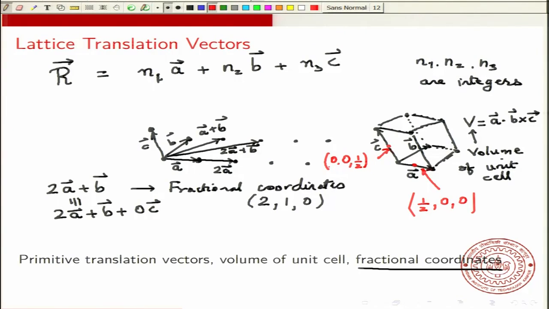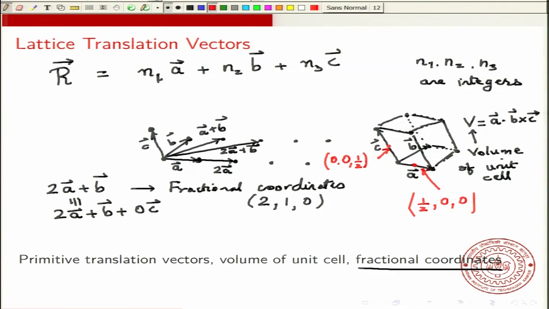So, these fractional coordinates are actually fairly useful. They are most useful for cubic, tetragonal or orthorhombic cells, when each of these vectors are mutually perpendicular, but they can also be used for other cells.